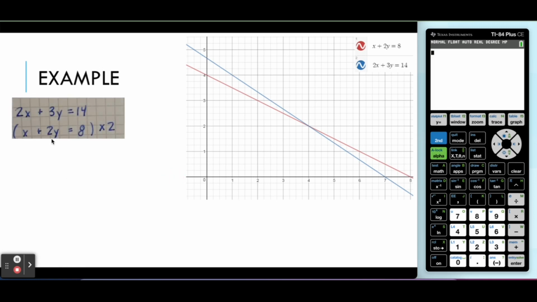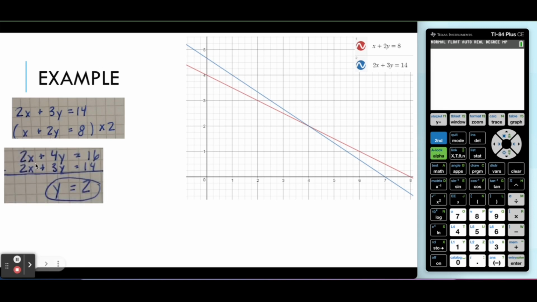I'm going to decide to multiply this equation by 2 everywhere. So multiplying by 2, I'm going to get 2x plus 4y is equal to 16. And then I'm going to rewrite the second equation the way that it was presented already. In order to eliminate this x variable, I need to subtract the two equations together. So 2x minus 2x is gone. 4y minus 3y is 1y. 16 minus 14 is 2. So I get y is equal to 2.